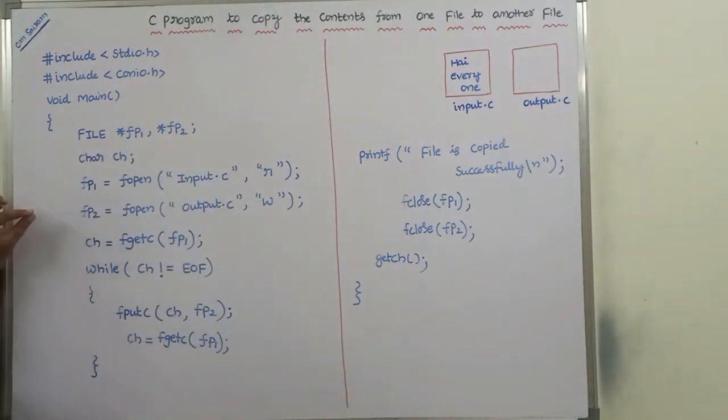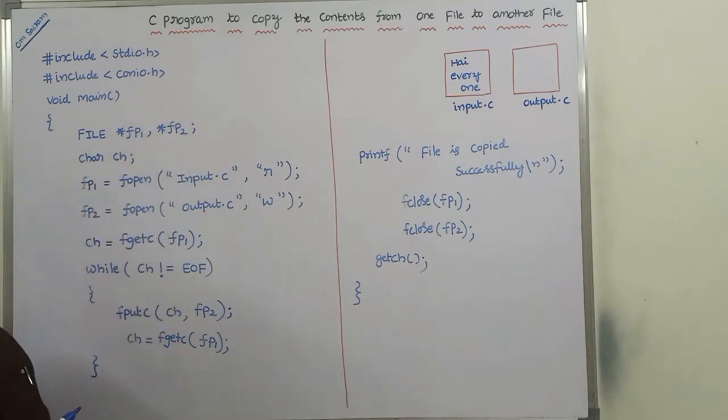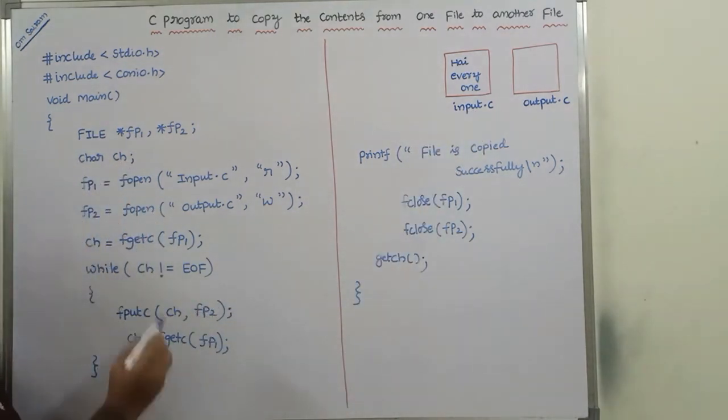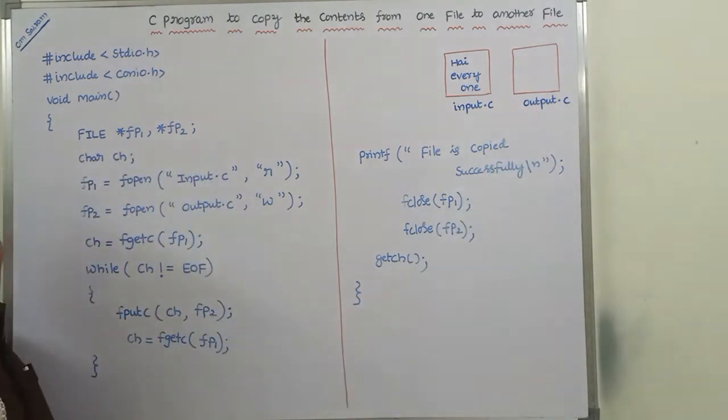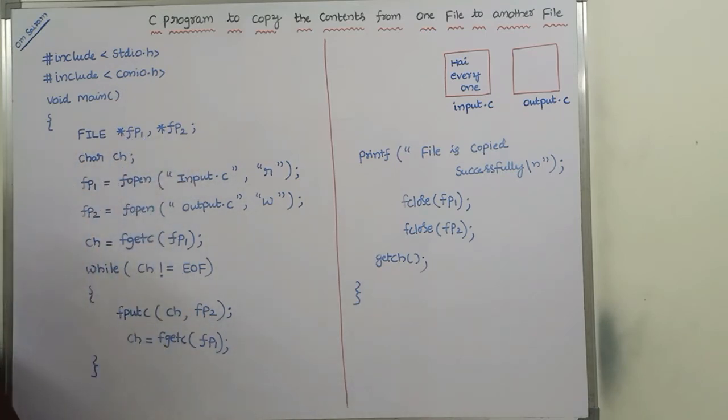So this is the simple program to copy the content from one file to another file. In this one, first we are creating two file pointers, fp1 and fp2. fp1 is a file pointer pointing to the input.c file. fp2 is the file pointer pointing to the output.c file. These two file pointers are of type FILE structure. This FILE structure is available in #include <stdio.h>.